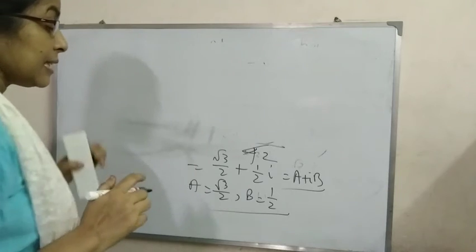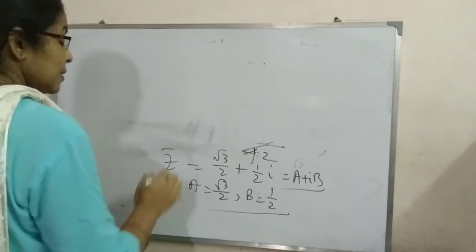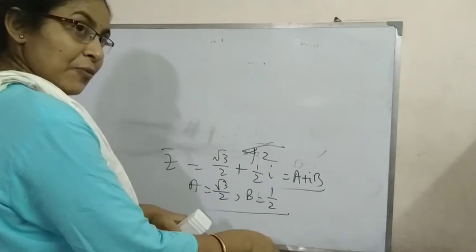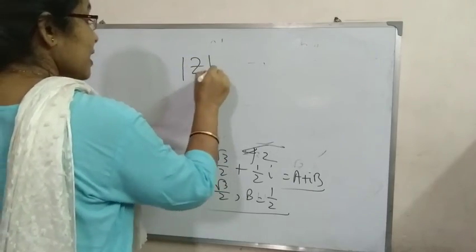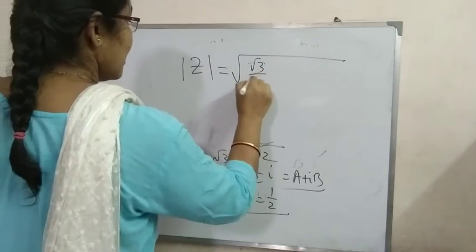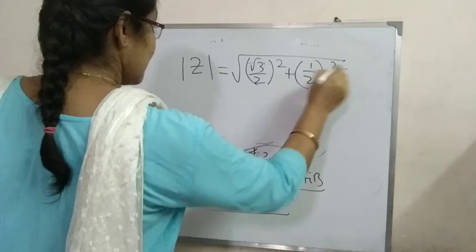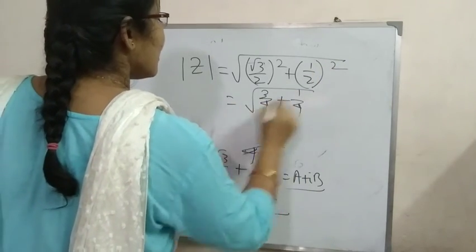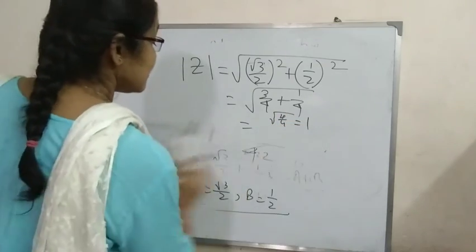After that, if it is told that this is equal to z, I can express z as a plus ib form. After that, it is told that mod z. What is mod z? Modulus z equal to root over a square plus b square, root 3 by 2 whole square plus half whole square, that is equal to 3 by 4 plus 1 by 4, that is equal to 4 by 4, that is equal to 1. Okay.